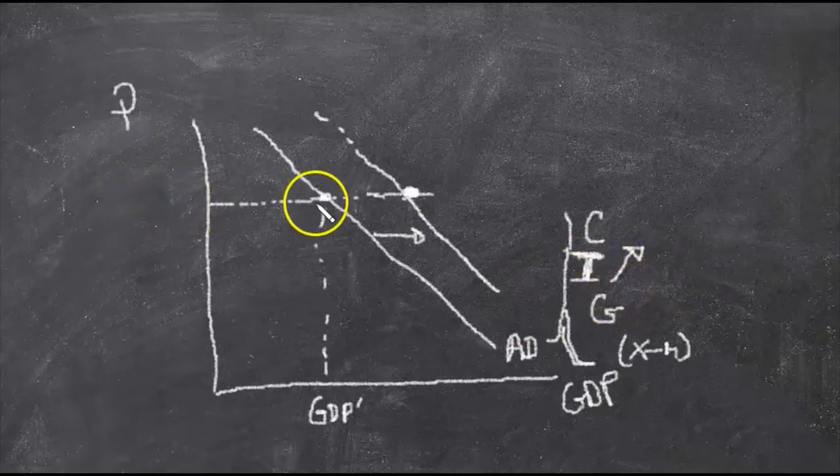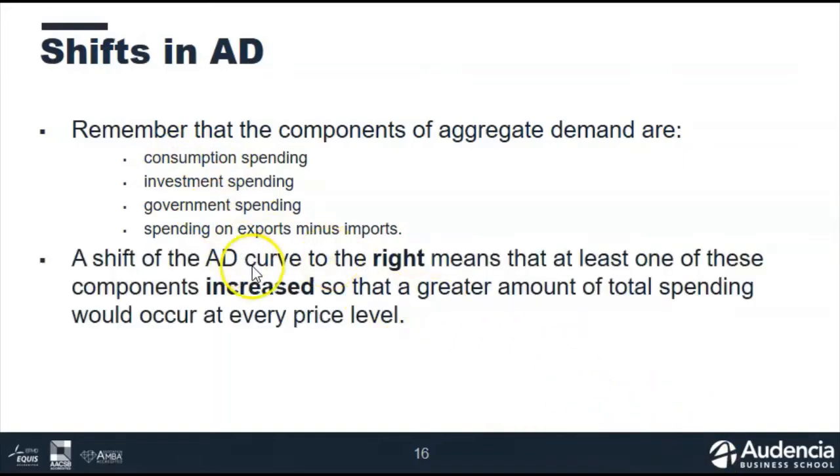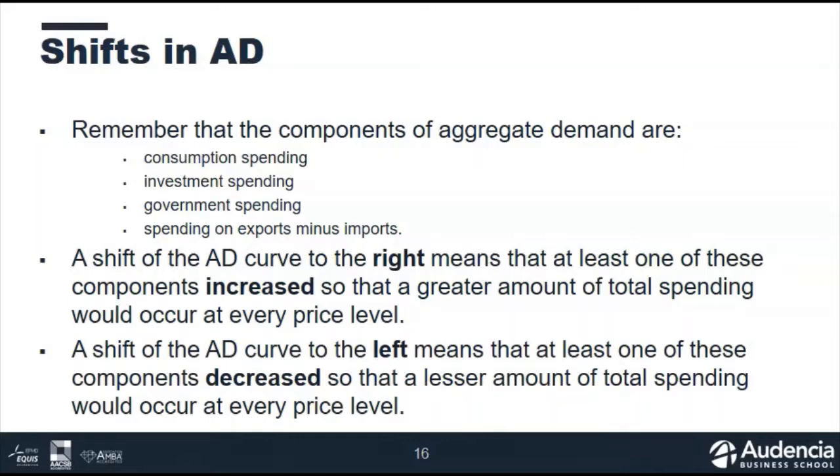So at a given price level, companies were only buying so much plant and equipment. Now, even at that same price level, they want to buy more plant and equipment because they feel that the economy will improve. So that's a typical shift in aggregate demand. Anything that's going to increase consumption, investment, government spending, etc., can help shift the demand. So a shift in aggregate demand to the right means at least one of these components has increased, so a greater amount of total spending will occur at every price level. A leftward shift would mean that one of these components for some reason decreased.